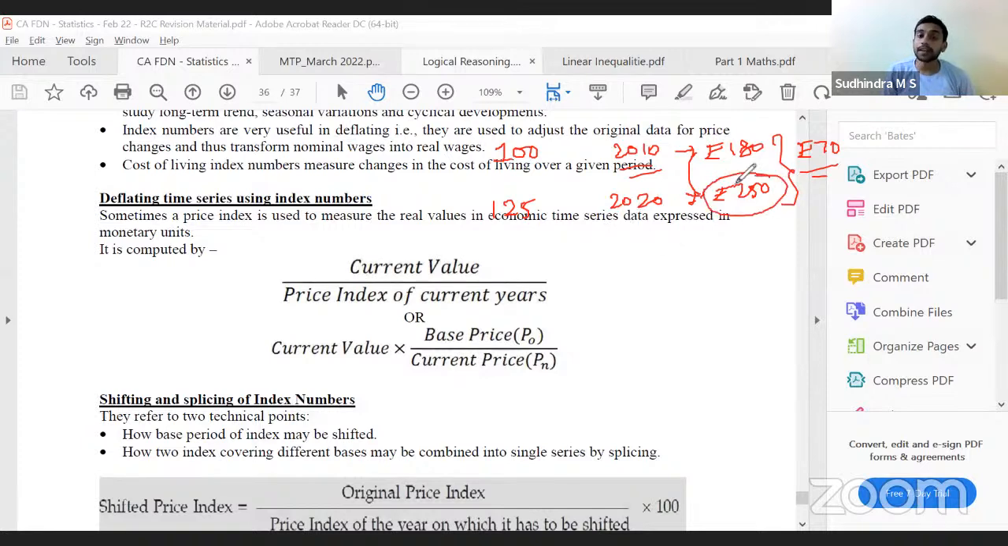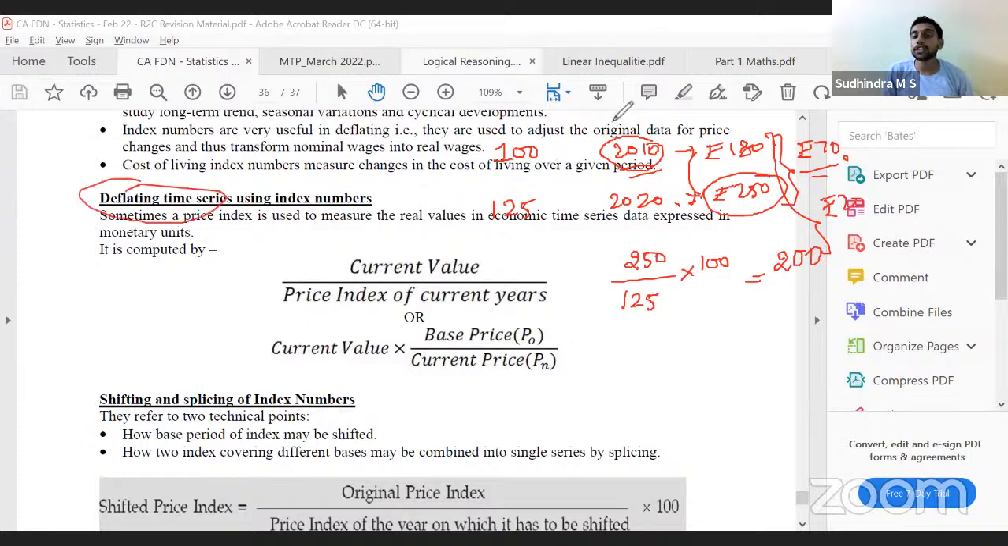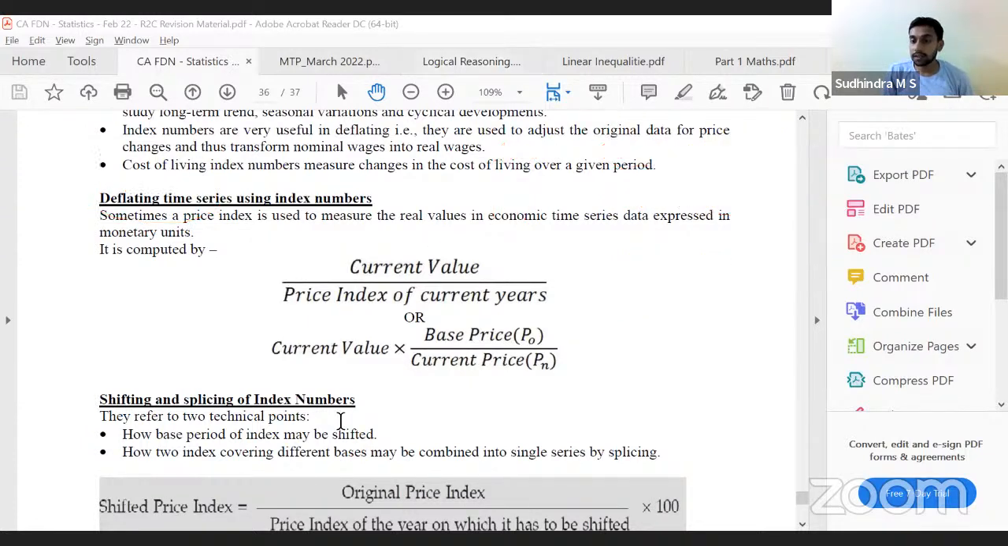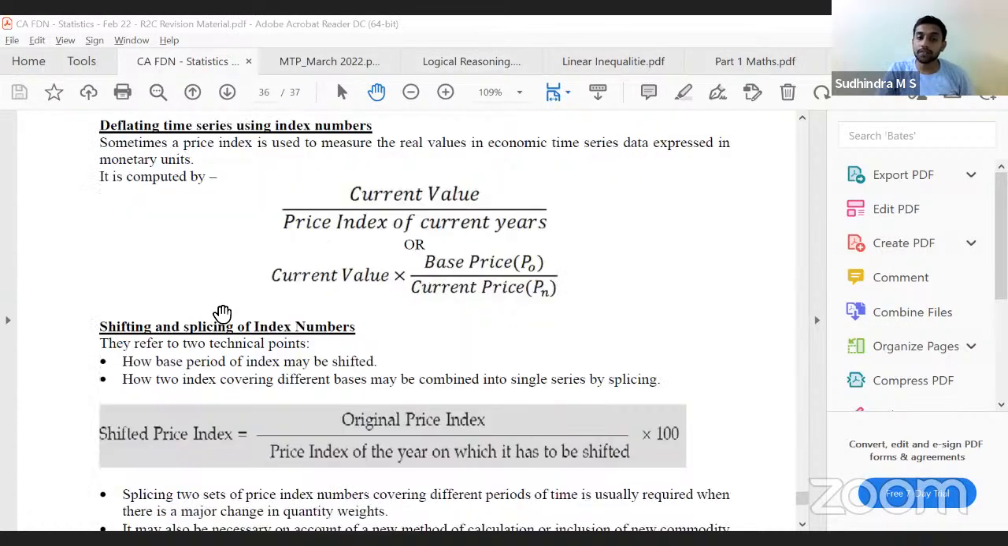So if the present value is 250, what would have been the value in 2010 if we ignore that inflation? So 250 is when the price index is 125. What would have been the price when the index is 100? It would be 200. So the real increase is only 20 rupees. From 180, it became 200. The balance 50 rupees is because of inflation. So this is calculated using the concept of deflating the time series, bringing the price back to its original value.